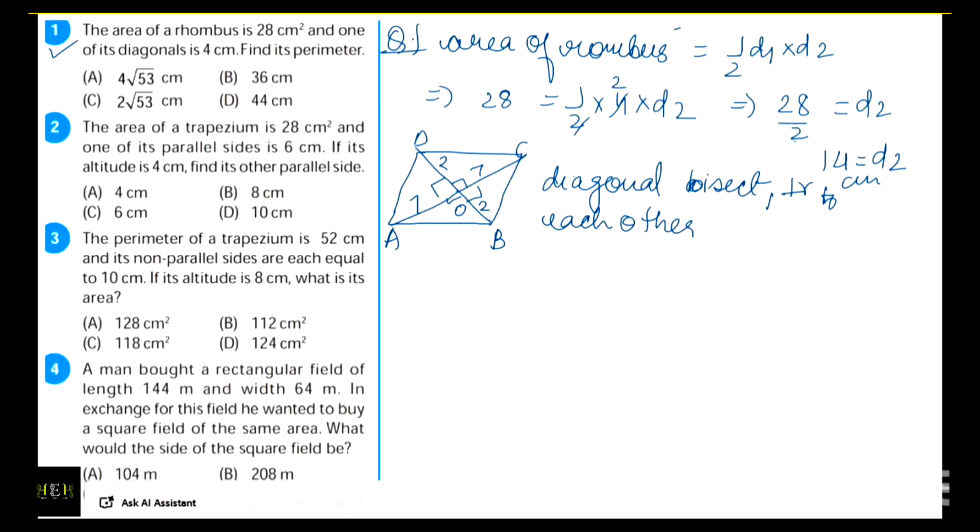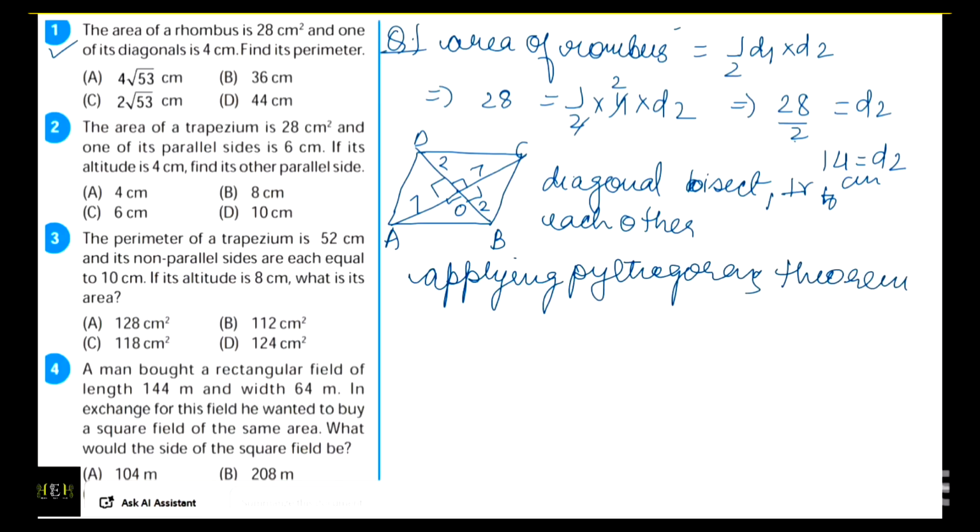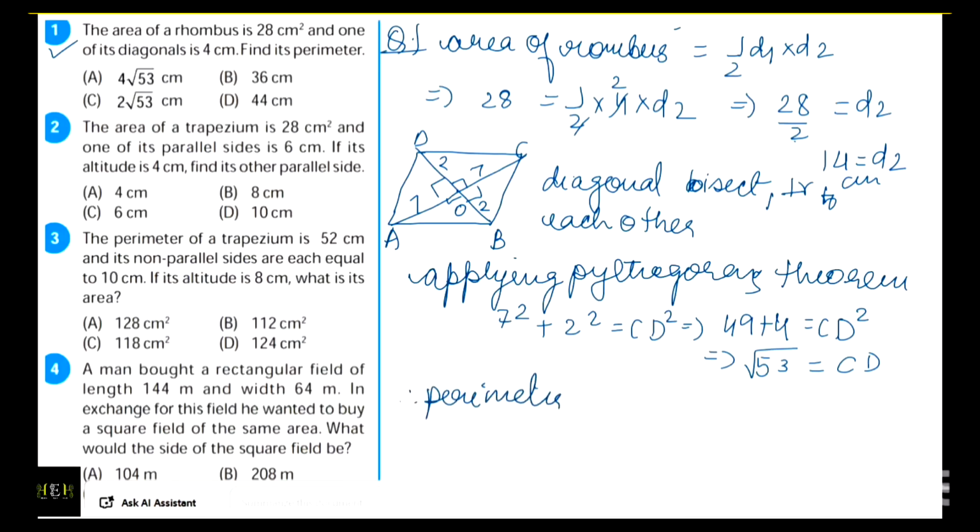Now what I will do? Applying Pythagoras theorem. So when I apply Pythagoras theorem, 7 square plus 2 square is equal to CD square. Now this implies that 49 plus 4 is equal to CD square, or I can say that root 53 is equal to CD. Now perimeter will be what? All the sides of a rhombus are equal. Therefore, the perimeter will be 4 into root 53 centimeter. Why? Because all sides are equal. So the option will be A.